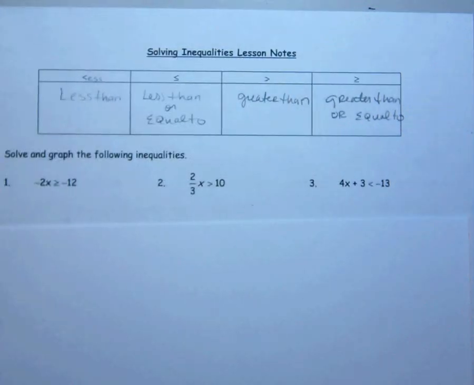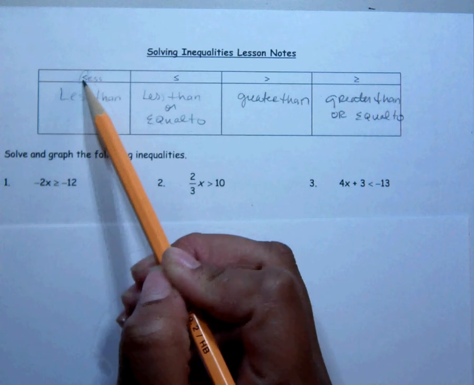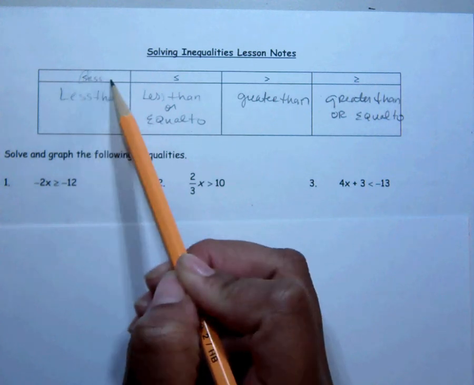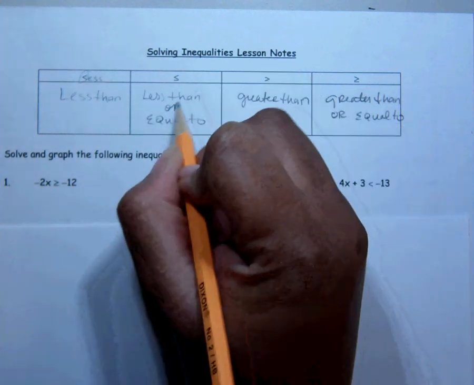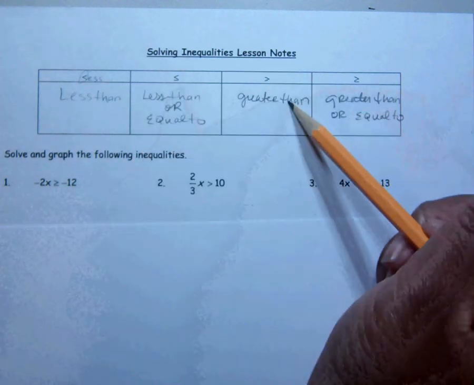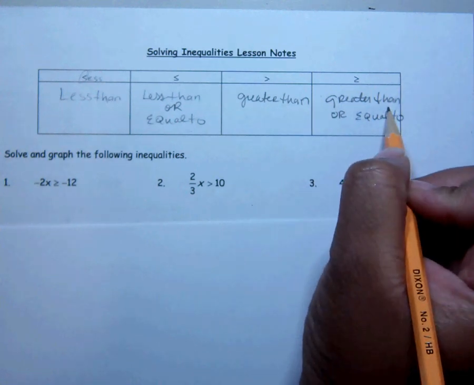We're going to talk about inequalities, and this here is the less than sign because you can spell less with it. It looks like a L. This is less than or equal to. This is your greater than sign, and this is your greater than or equal to sign.